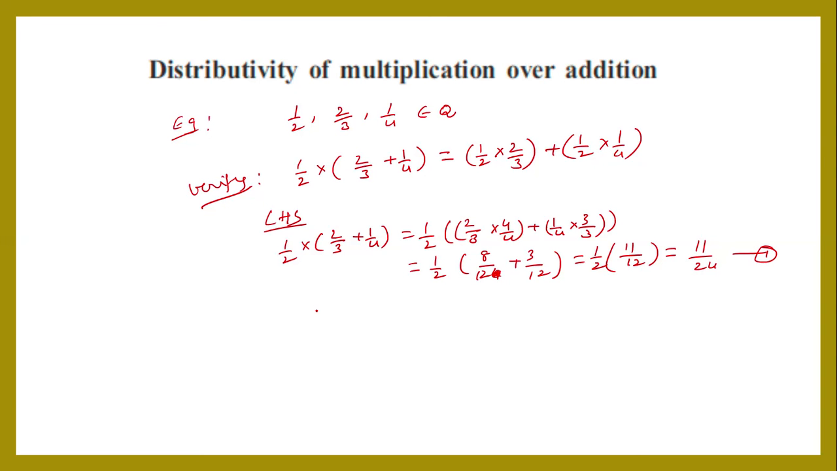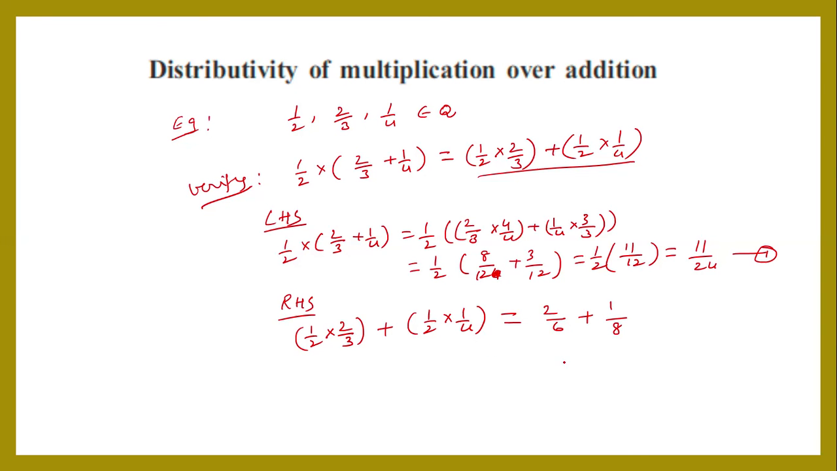You may do the right hand side part in the same manner. You take the right hand side part. What is that? This one. You write 1 by 2 into 2 by 3 plus 1 by 2 into 1 by 4. You observe here 1 by 2 into 2 by 3: 1 into 2 is 2, 2 threes are 6, plus 1 into 1 is 1 and 2 fours are 8.